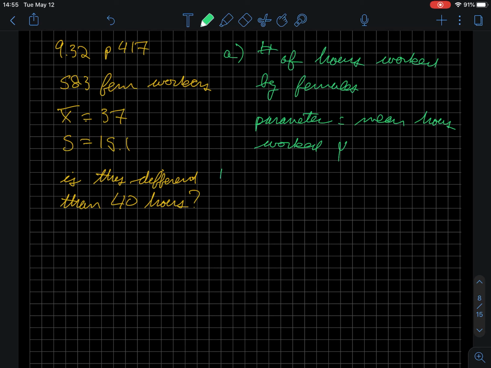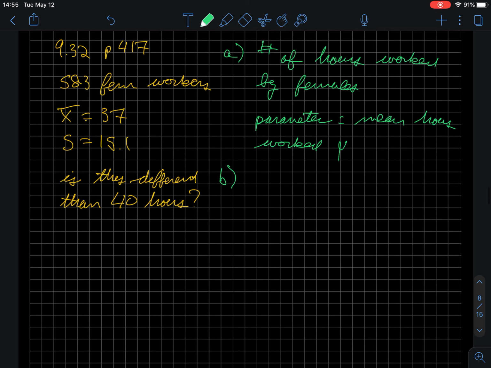Part B is asking us to state the null and alternative hypotheses. This question is only asking for significant differences. It does not give a direction. So the null here is that the mean is equal to 40 hours per work week. And the alternative, because we do not state a direction, is that the average hours for women does not equal 40. Again, there's no direction here.